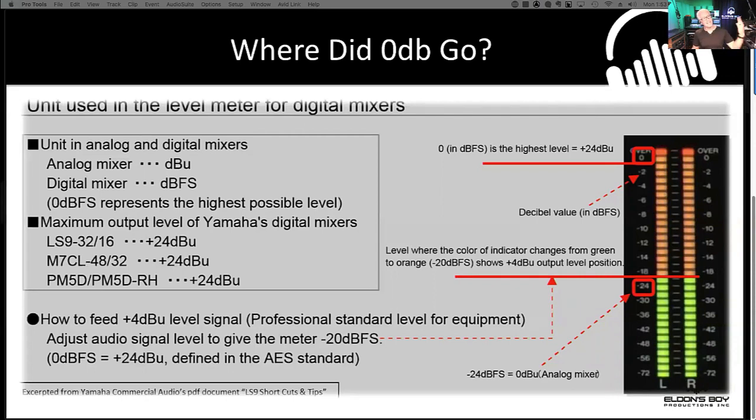I feel like I need to carry this slide around with me on my phone. So if the debate ever comes up, it's like, well, here you go. Just check out what they say in the manual.